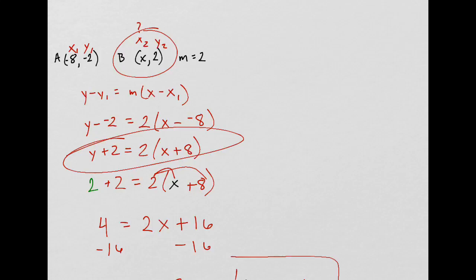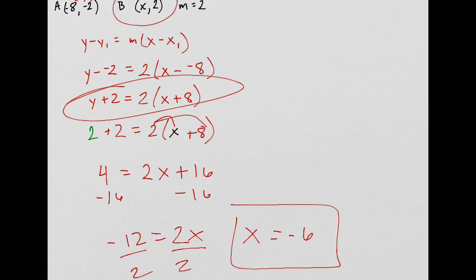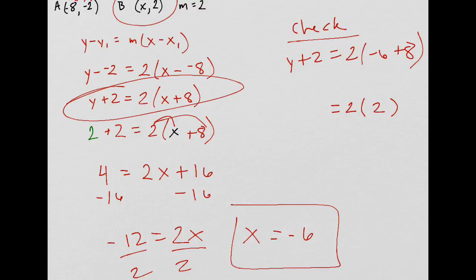And I guess I spent too long on this video anyway, so I'm just going to finish it and check it myself. So y plus 2, so this is me checking. y plus 2 equals 2 times negative 6 plus 8. And what is that? 2 times 2 equals 4, so y plus 2 equals 4. Subtract 2 from both sides. y equals, if I subtract 2, hey, y equals 2. That's what I wanted. Look at that.